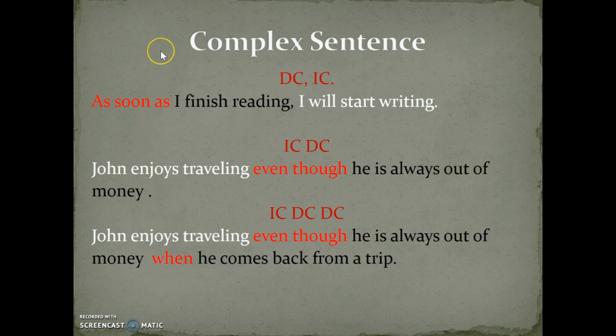The punctuation in complex sentences is pretty easy. If you begin a sentence with a dependent clause, like in this example, as soon as I finish reading, you put a comma, and you continue with an independent clause. I will start writing. If you begin a sentence with an independent clause, there is no punctuation before the DC.